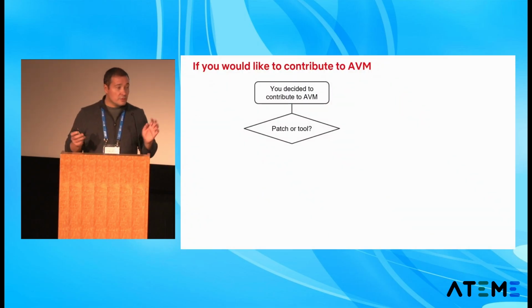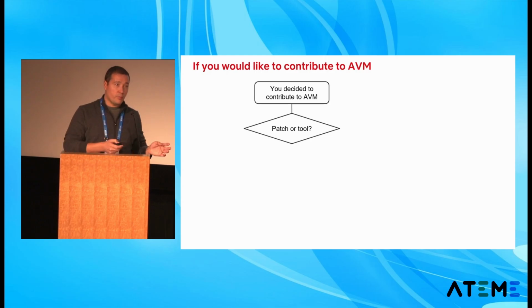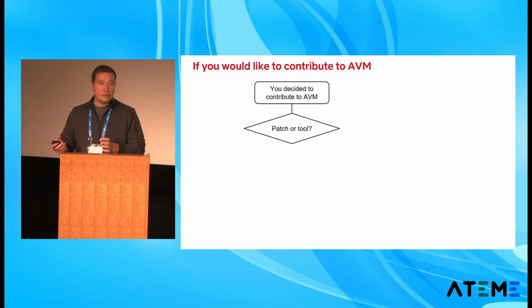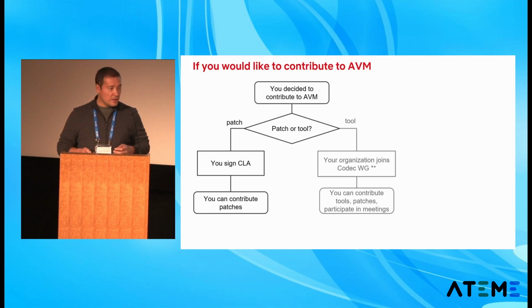So if you would like to contribute to AVM, you first should decide if it's just a patch or something that would change the codec. If it's just a patch, you can sign the CLA and just contribute to the code base. If it's a tool, your organization needs to join the codec working group, and then you can start contributing tools and patches and participate in the meetings.